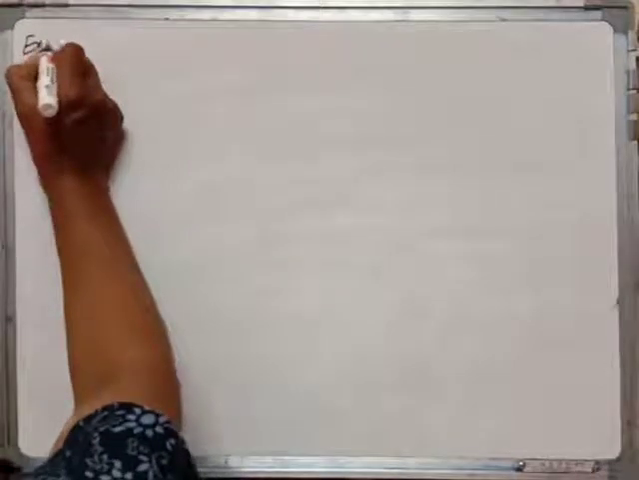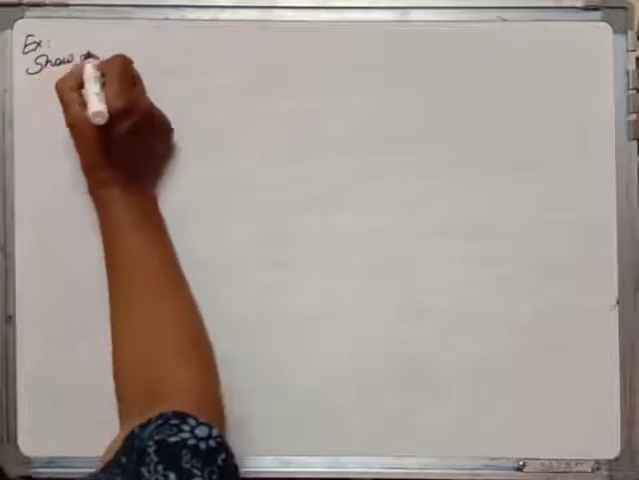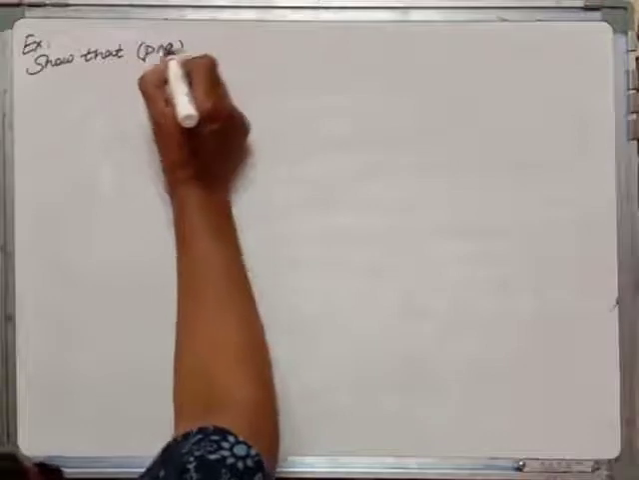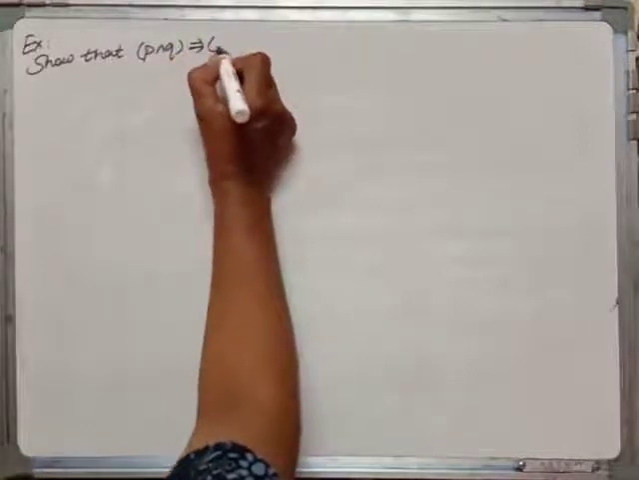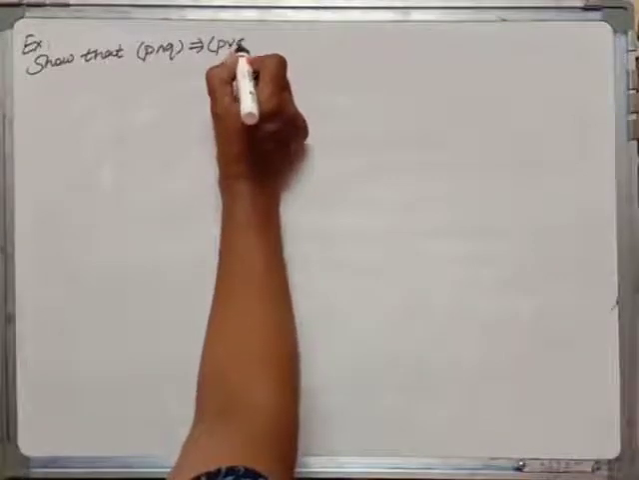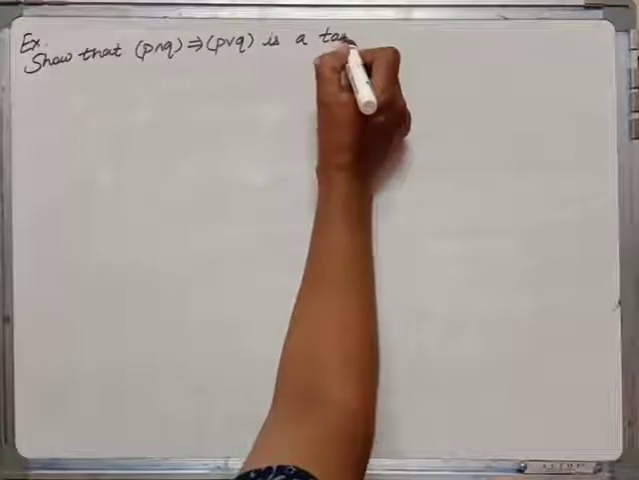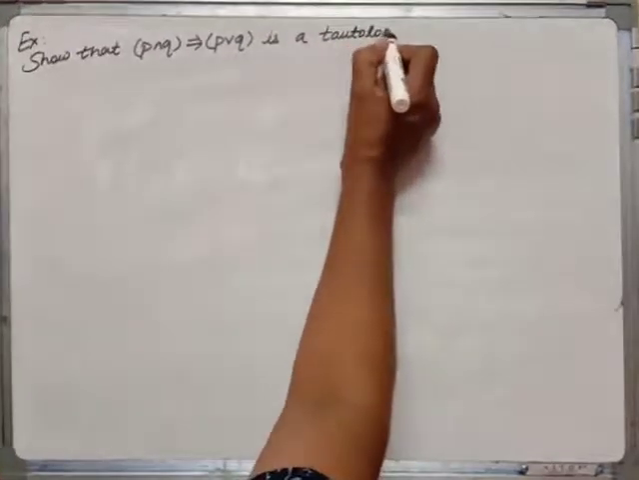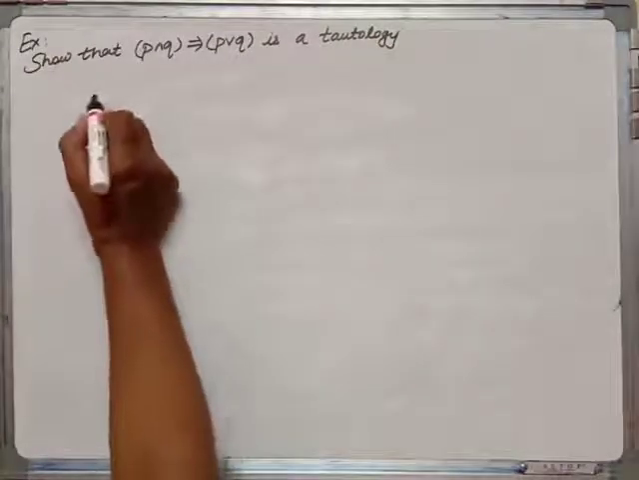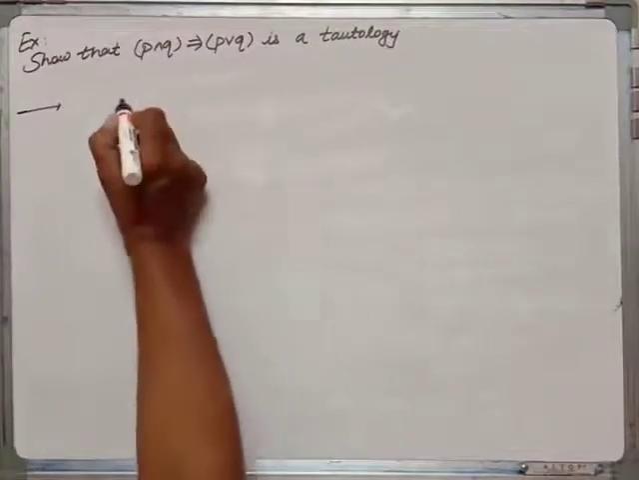Next example, show that (P and Q) implies (P or Q) is a tautology. Suppose we have to show this is a tautology. So how can we prove it? Without using a truth table, we have to prove it.